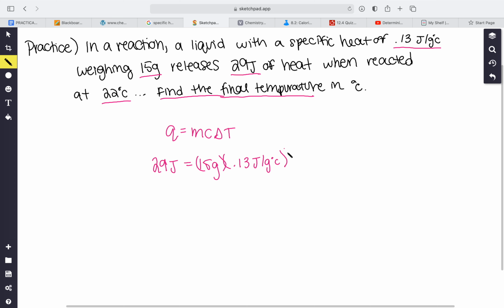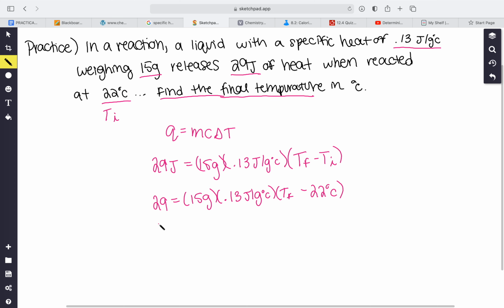Okay, the next thing we're going to look at is the change in temperature. So we're going to do, again, temperature final minus temperature initial. So I'm going to rewrite this with the values that we have. All right, so temperature final minus temperature initial. So we're looking for the final temperature, so we're going to make that stay the same. We're not going to add a number to it. And it releases heat when reacted at 22 degrees. So that's what we're starting at. So this is our temperature initial, because this is what the temperature of the reaction is first occurring at. So we're going to write minus 22 degrees Celsius.